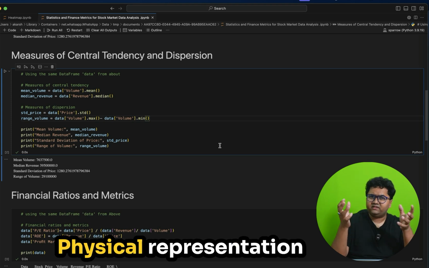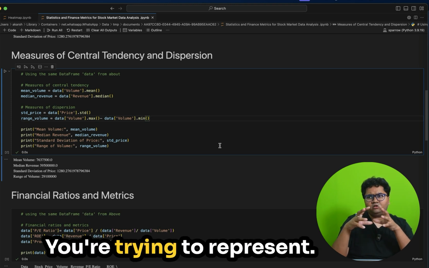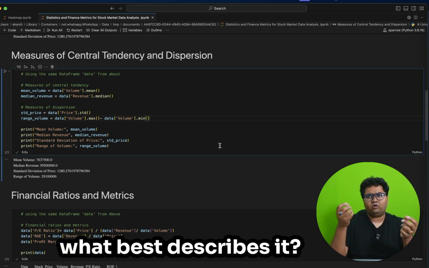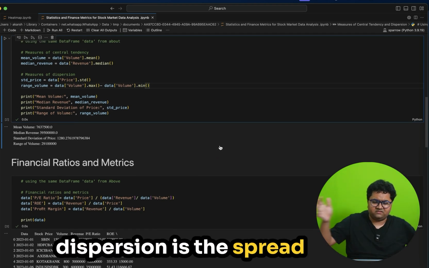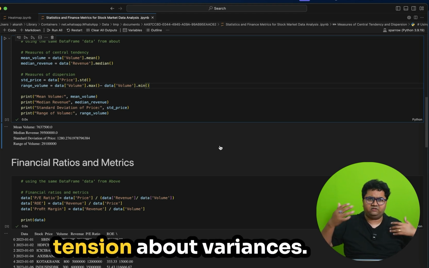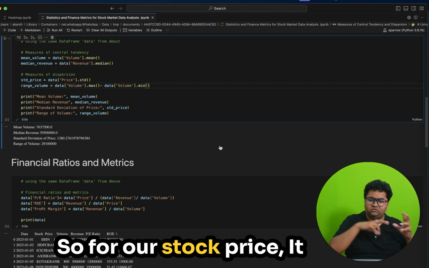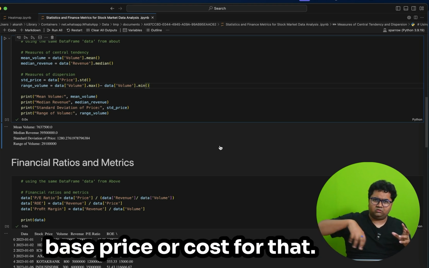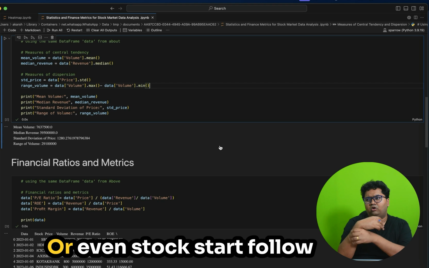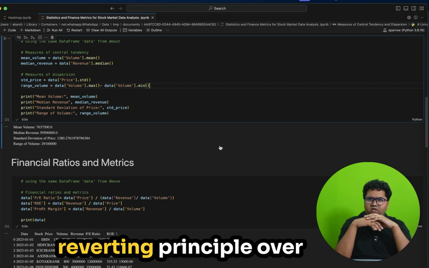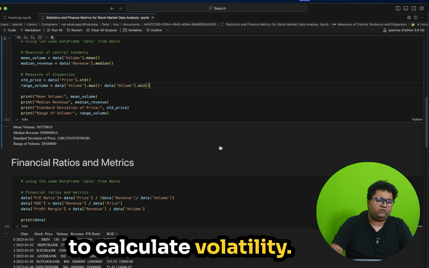There's no physical representation of it that I would like to suggest. It's just that you need to understand the fact that you're trying to represent for the whole data what best describes it, hence the central tendency and dispersion at the same time. Now dispersion is the spread of the data, which is the standard deviation that tells you about variances. The central tendency is more about where things are likely to come back to. So for a stock price, it becomes the base price or cost that it can come back to for mean reverting strategies, or even stocks that follow some sort of a mean reverting principle over a certain time period, of course. For dispersion methods, again, you can use it to calculate volatility.